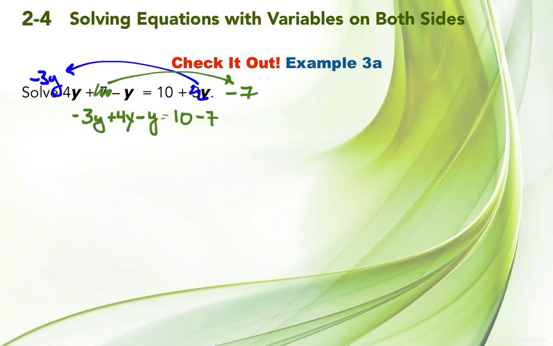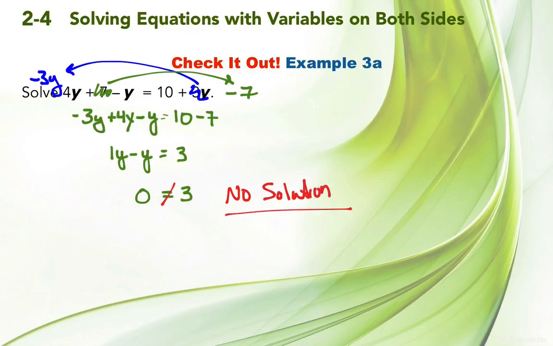Okay, negative 3 plus 4, that's going to be a 1y minus y equals 10 minus 7, which is 3. 1y minus 1y, that's going to be 0 equals 3. And once again, these answers do not have the same value, so 0 does not equal 3. So once again, we have a no solution. No solution for these ones.